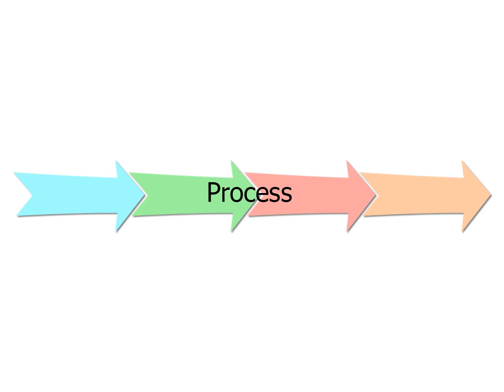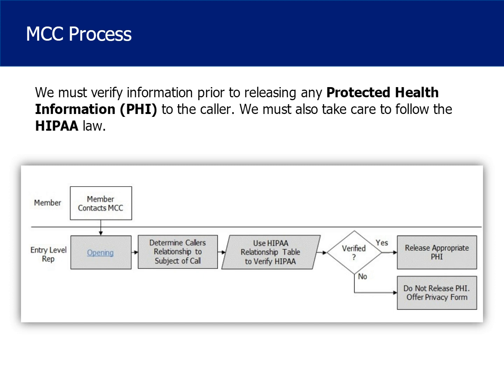Let's talk about the MCC process. Here at the MCC, we must make sure that we protect the privacy of our members during each interaction we have with them. This means that we must verify some information prior to releasing any protected health information, PHI, to the caller. We must also take care to follow the HIPAA law during any written interaction, such as when we email our members.